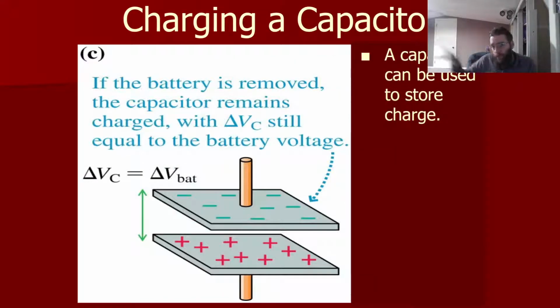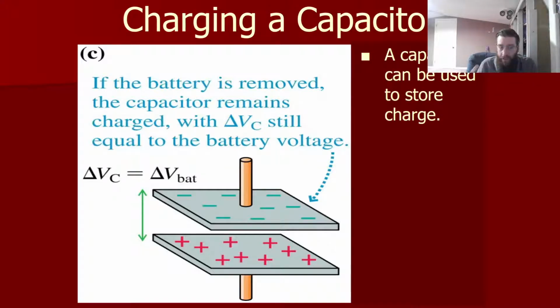But then you can remove the battery, and the voltage difference will just stay there between the plates. And so this is what we're talking about, that we can use this to store charge for later. So sometimes, literally in a circuit, you'll charge a capacitor, then flip a switch to connect that to something else to discharge it.